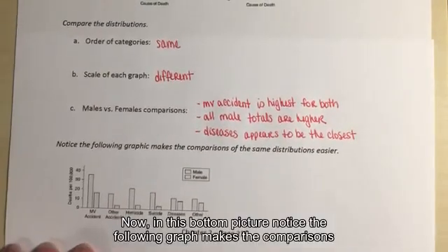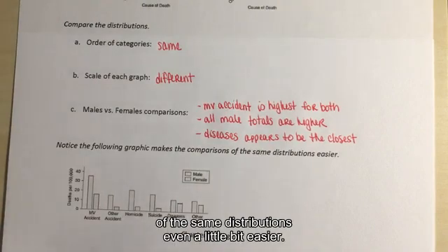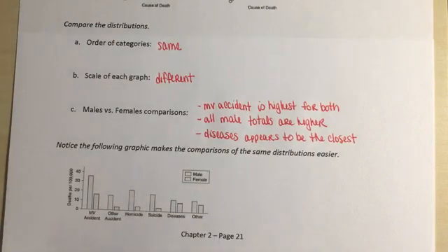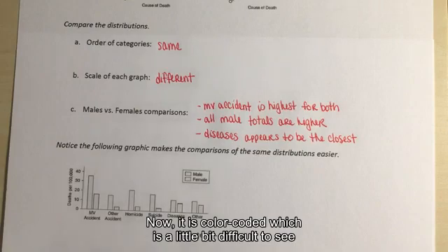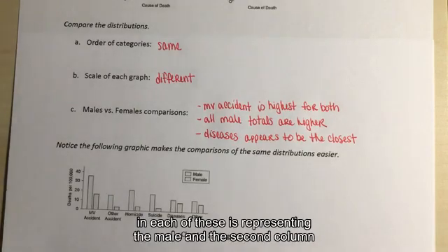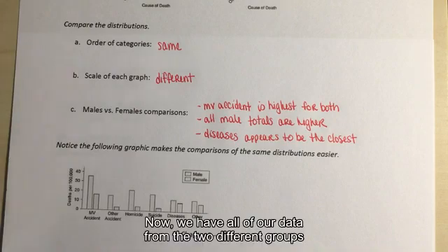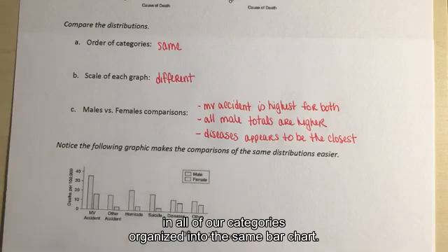Now, in this bottom picture, notice the following graph makes the comparisons of the same distributions even a little bit easier. It is color-coded, which is a little difficult to see in our black and white picture here, but the first column in each of these represents the male, and the second column represents the female. So now we have all of our data from the 2 different groups and all of our categories organized into the same bar chart.